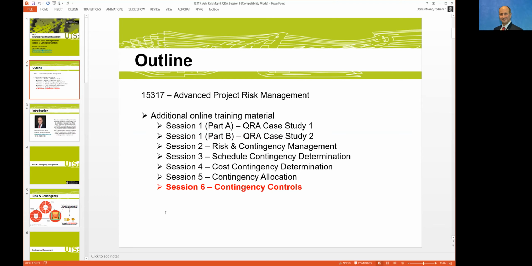We do have a couple of case studies. Session 2 is related to the risk and contingency management, very overall, just high level, the process. We do have a session for schedule contingency calculation and also the cost contingency calculation. Session 5 is related to the contingency allocation for both schedule and cost. And today's discussion is about the contingency controls.